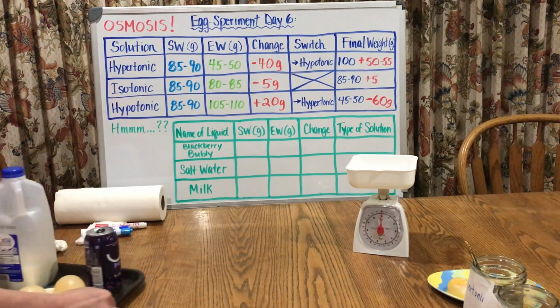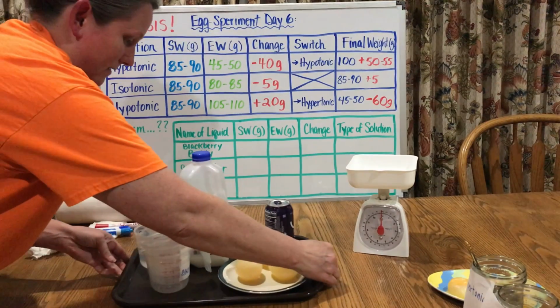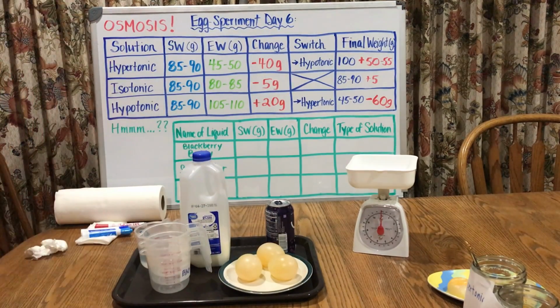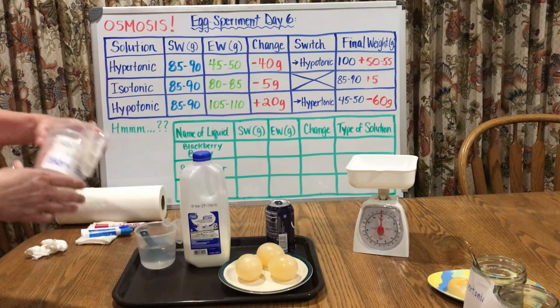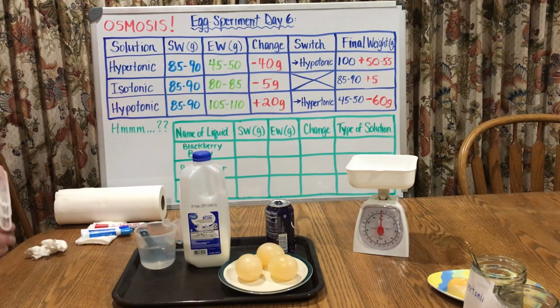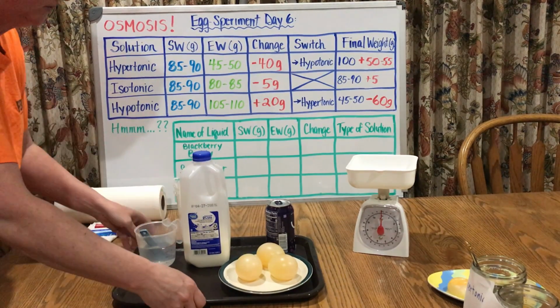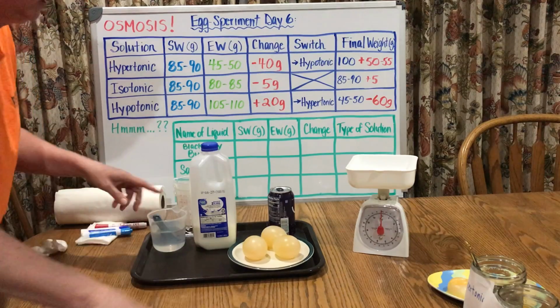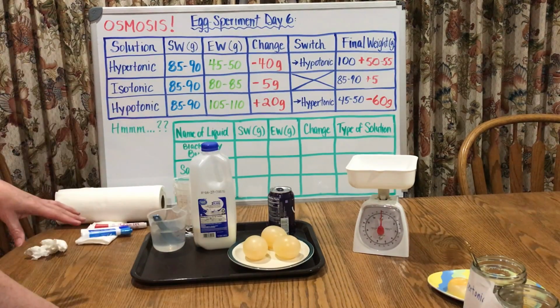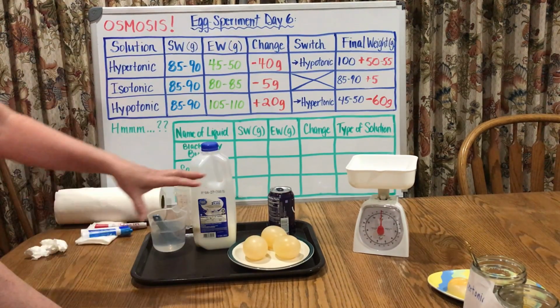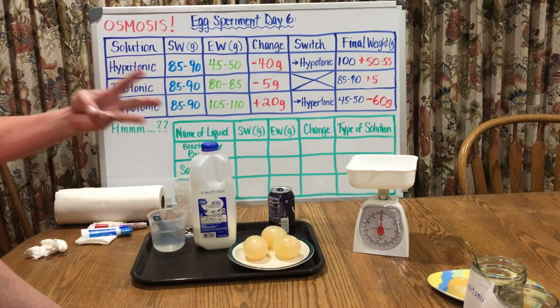On a tray that I have from the cafeteria. Okay, and I have cups that are already labeled. And so what we're going to do is we're going to put these 3 eggs, we're going to measure their weights, record it, then put those 3 eggs into 3 different solutions.